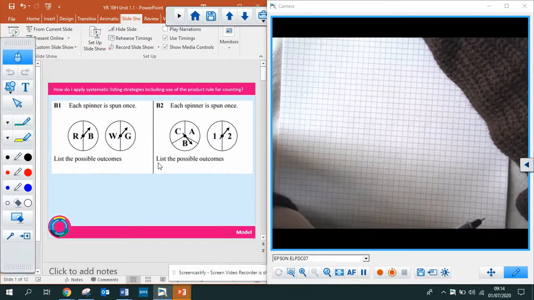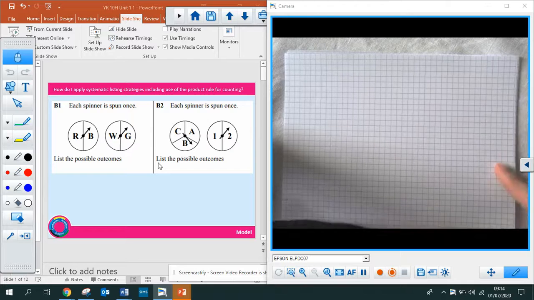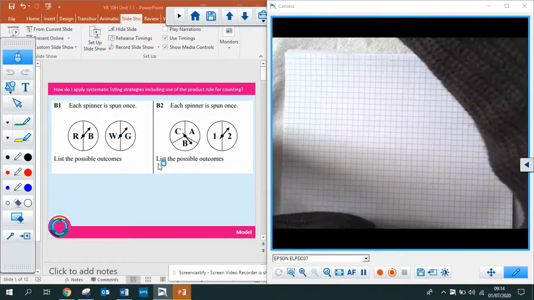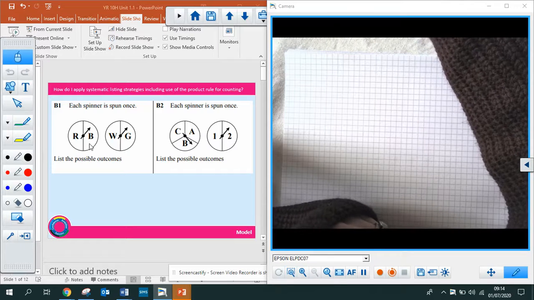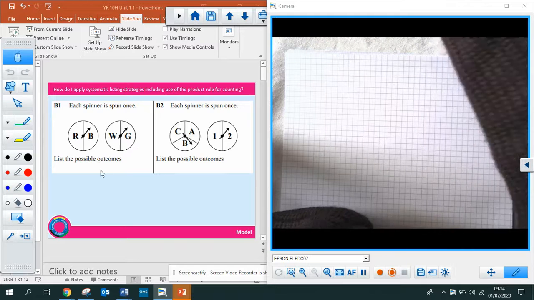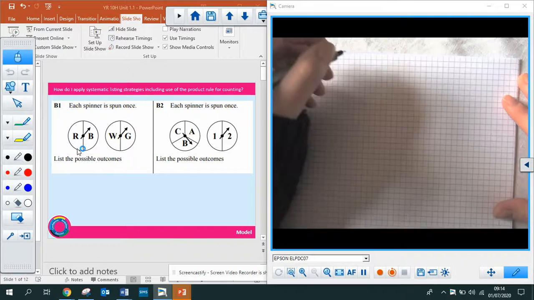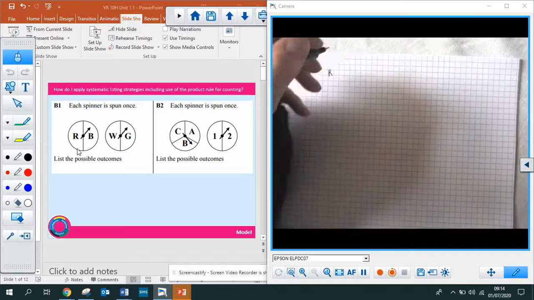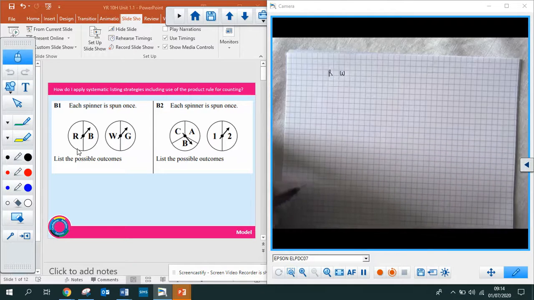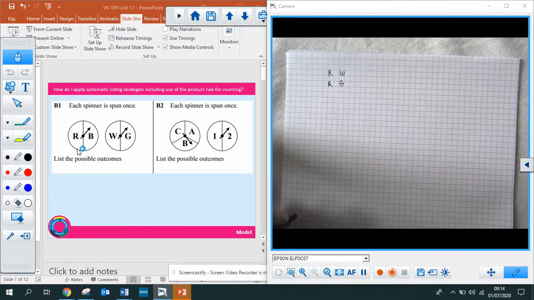Okay, so the first question I've got there says each spinner is spun once, list all the possible outcomes. So my first spinner, this one over here, the two outcomes I have are R or B. In my second spinner, the two outcomes I have are W and G. So if I were to list all my possible outcomes, if I spin the first one, I could get R. And then when I spun the second spinner, I could get W. Or if I got R, I could also have got G on the next spinner.